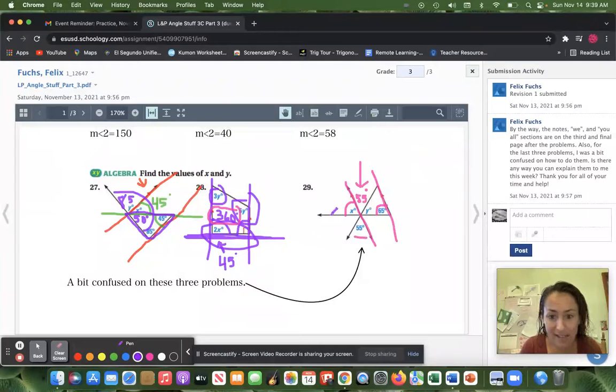And then lastly, I think you can figure out what y is because now these three together have to be 180. So if you know that this guy over here is 65 and this is 55, add those up and subtract from 180 and you can figure out what y is.